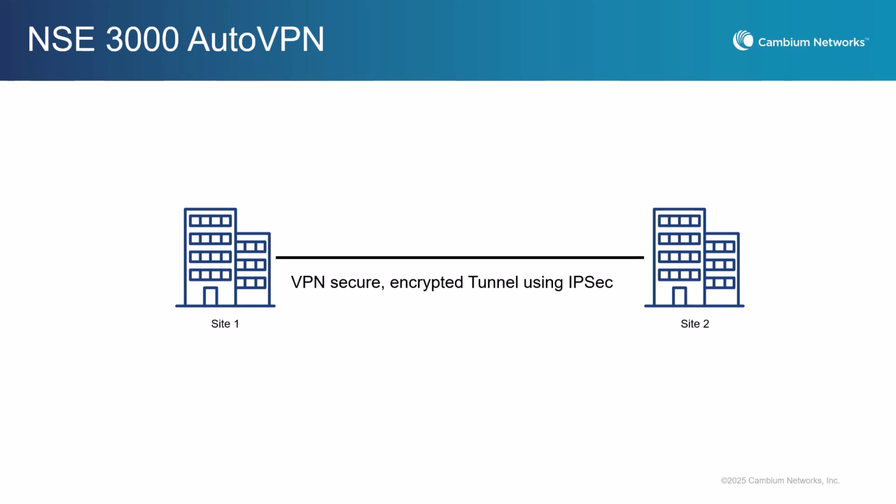AutoVPN is a feature that automatically establishes secure encrypted connections between remote networks using IPsec tunneling protocols. It simplifies VPN deployment by automatically handling key exchange, authentication, and routing to ensure secure and seamless communication across sites without manual configuration.